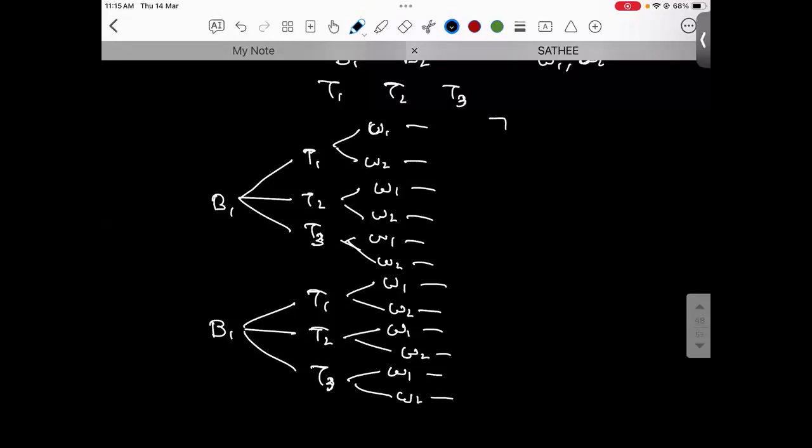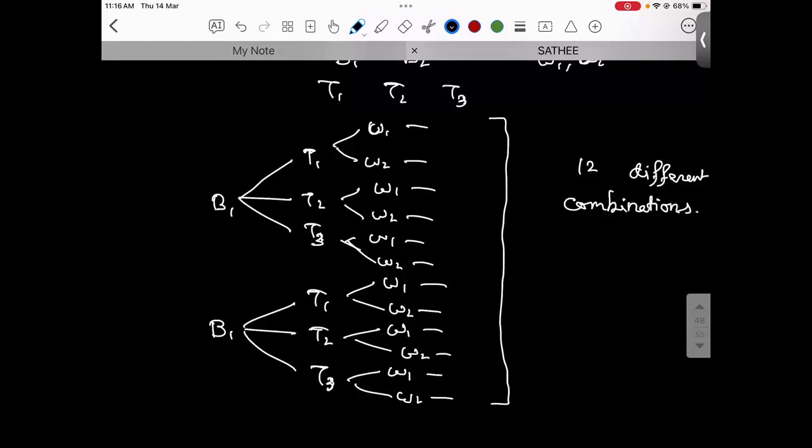So I can have 12 different combinations. Okay.